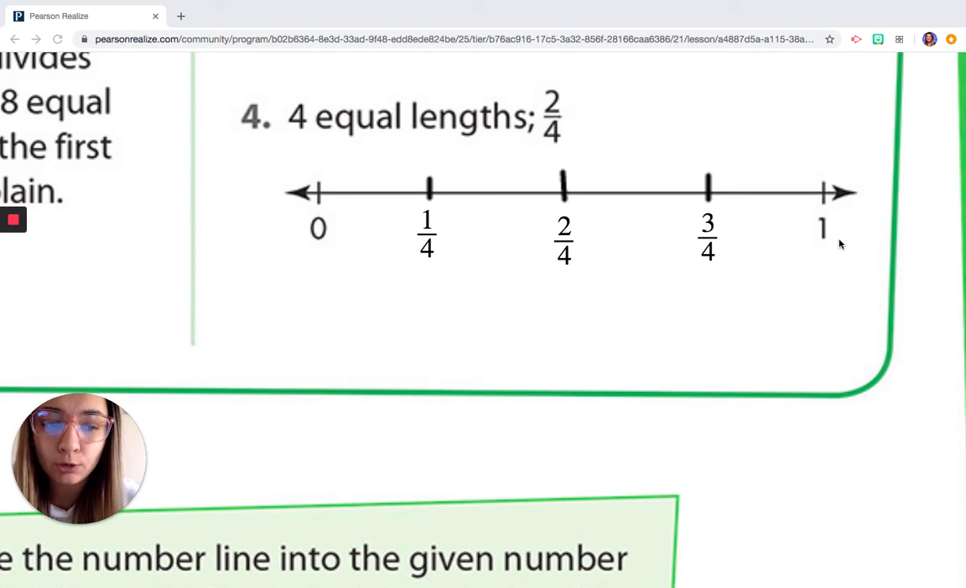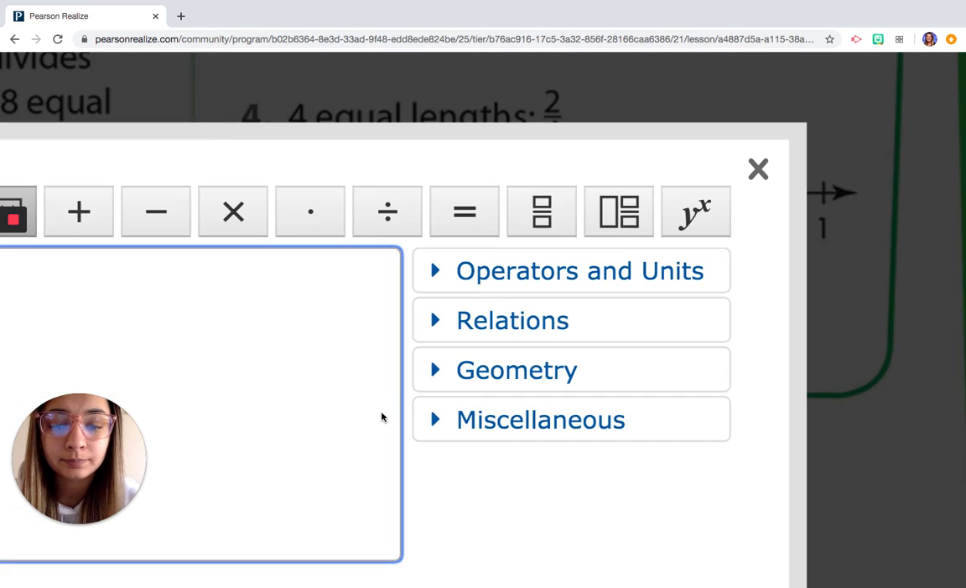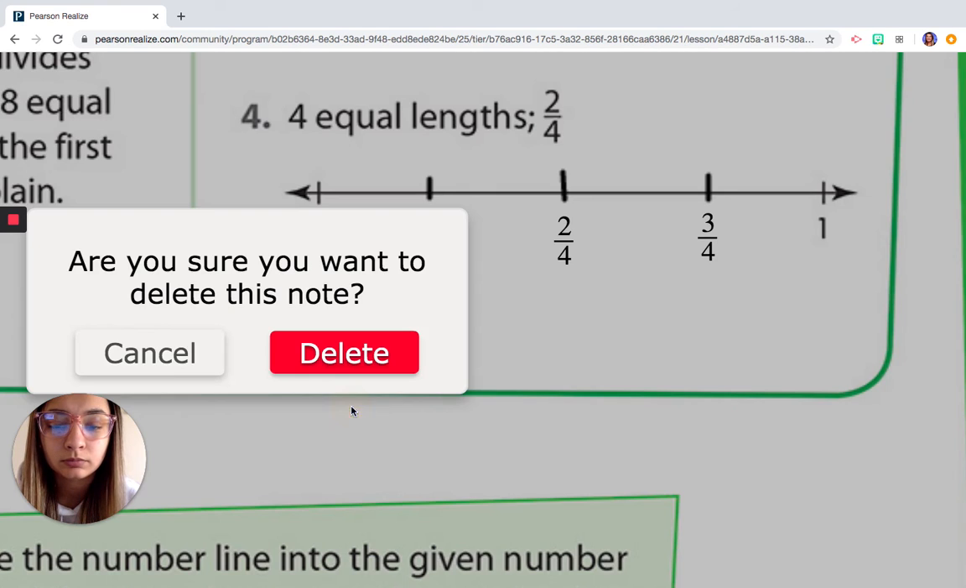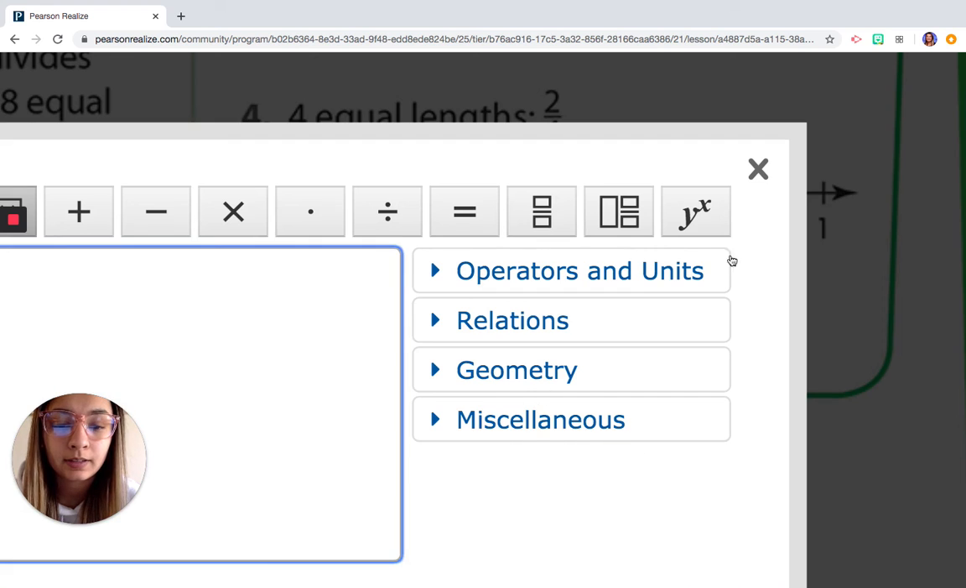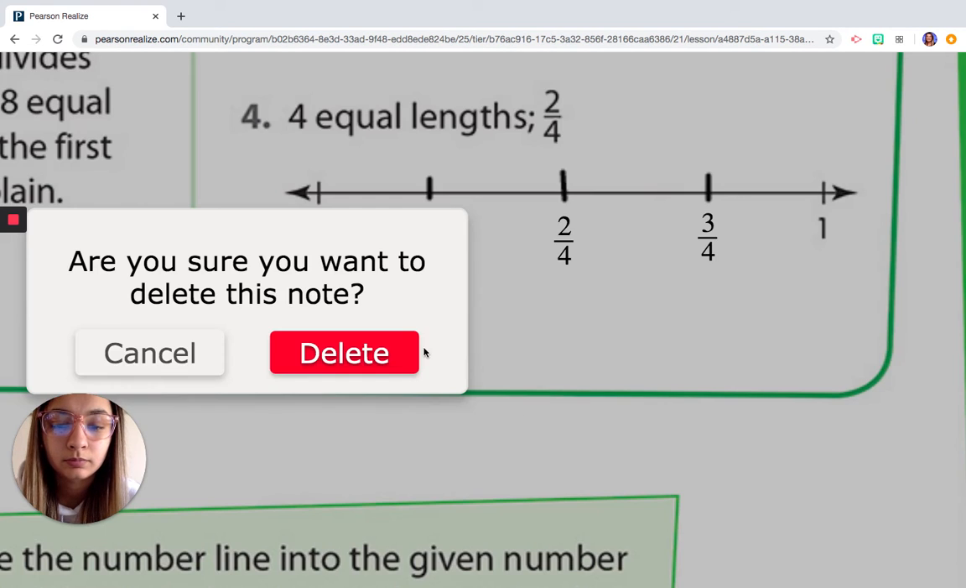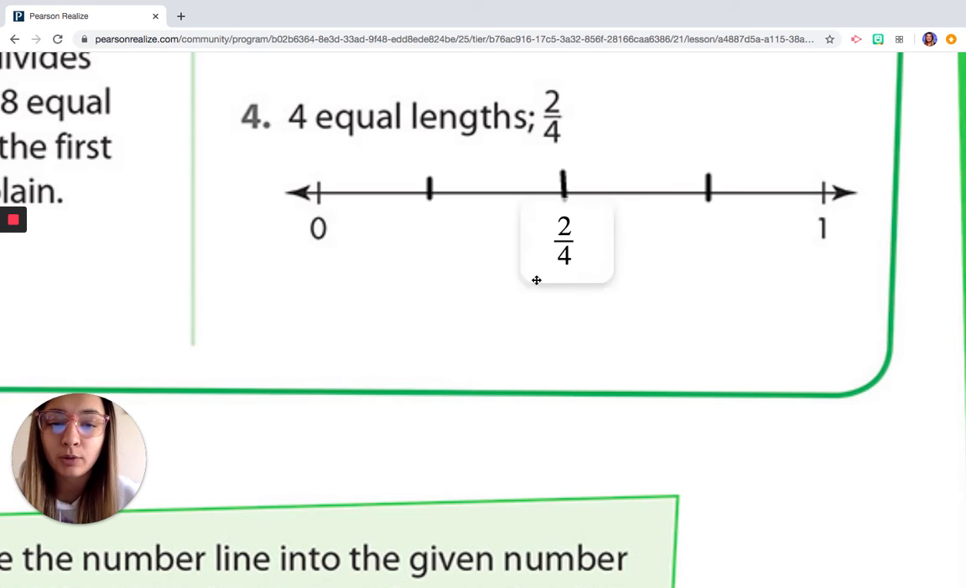So we're going from 0 to 1. We know that the whole is 4/4, so we need to get from 0 to 4/4. So here I have my 1/4, 2/4, 3/4, and my whole would be 4/4. So I know that this is correct. And all it wanted me to do was to label the 2/4. So I went ahead and did that, so we can erase these. And we have our 2/4 with our 4 equal lengths.